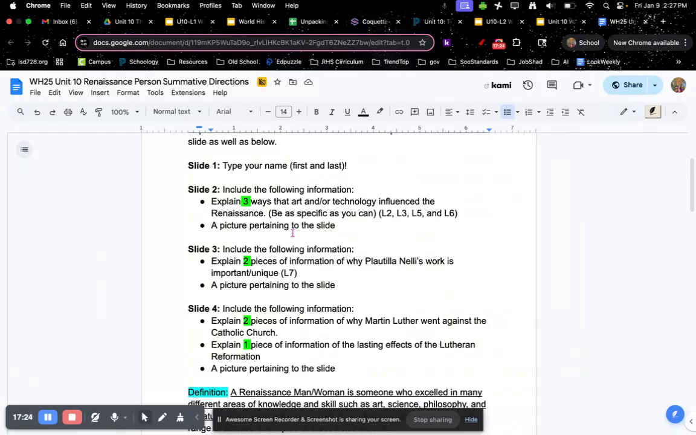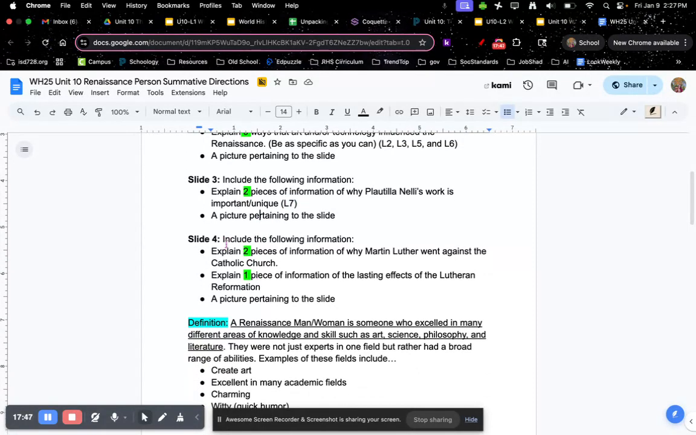Explain 3 ways that art and or technology influenced the Renaissance. Be as specific as you can. You're going to get that information from lessons 2, 3, 5, and 6, and also a picture pertaining to the slide. Slide number 3, you're going to include the following information. Explain 2 pieces of information of why Platua Nelli's work is important or unique. You're going to get all that information from lesson 7 and a picture.